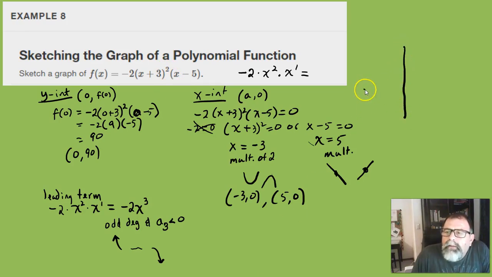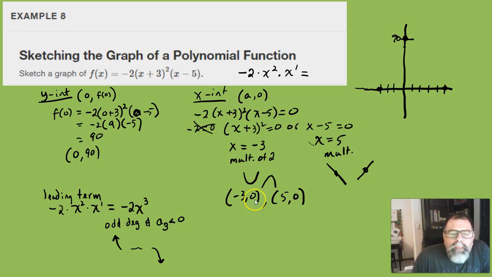But then the idea, if we're just going to do a rough sketch, let's see, we have x is negative 3. Negative 3. And then we got 5. And then 0, 90. Okay, so we'll have to scale this crazy. I'm not going to scale it. I'm just going to say, okay, that's 90. 0, 90.